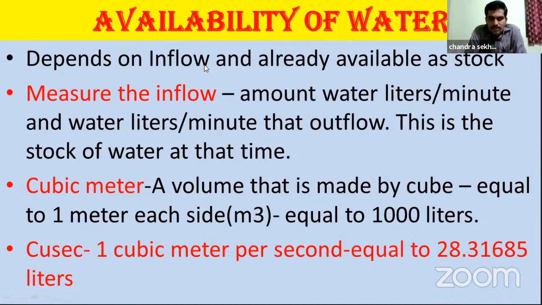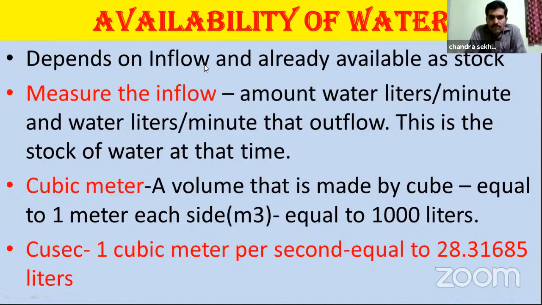So first, cubic meter. What do you mean by cubic meter? A volume that is made by a cube equal to 1 meter on each side. So 1 cubic meter of water is equal to 1000 liters. Okay, so we can use cubic meters to calculate or measure the volume of the water in the reservoir. Okay, cusec is useful for the measurement of flowing water.